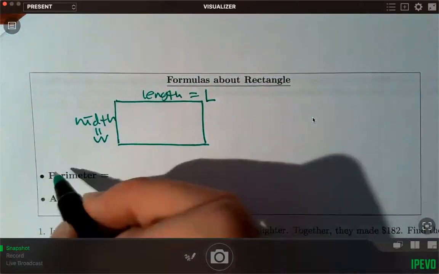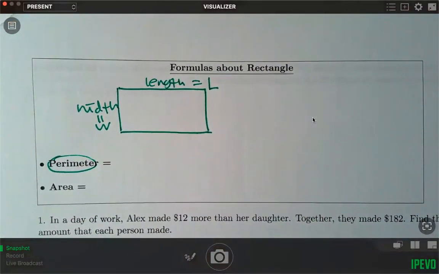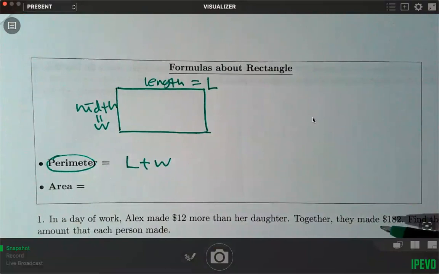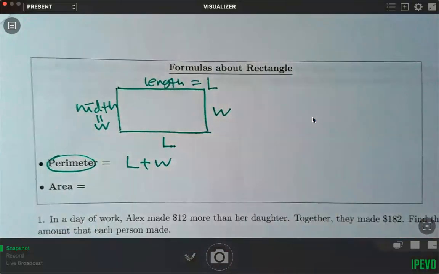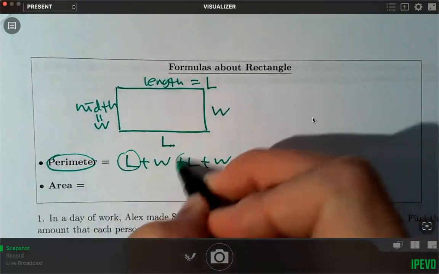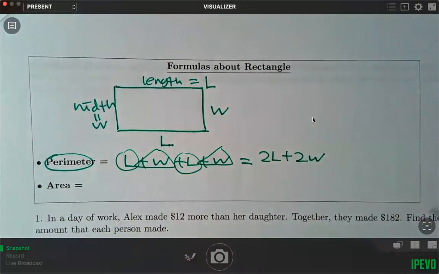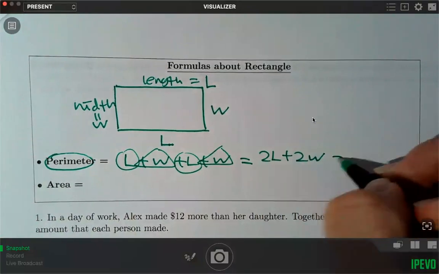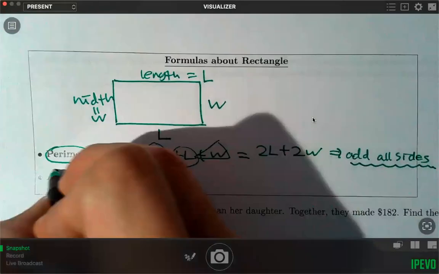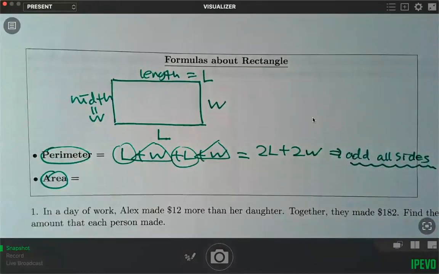So now, do you remember the formula for the perimeter? Or how do you get the perimeter of a rectangle? Add all sides, yes. So what does that mean? L plus W. Now, is that it? Do you add only L and W? What else do you add? Another L and another W, right? Okay, so it's L plus W plus L plus W. So by combining like terms, what do you have? 2L plus 2W. Have you seen that formula before? Yeah. Okay, so basically add all sides. That's the point of the perimeter. Now, do you remember the formula for the area? Length times width, yes.